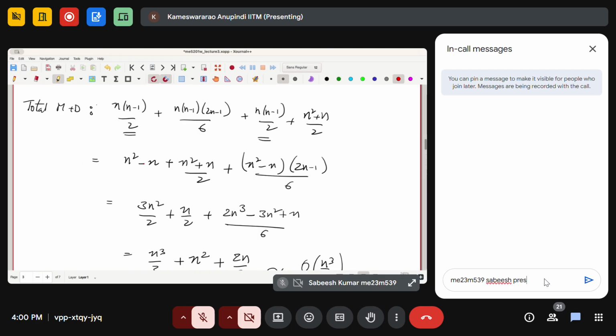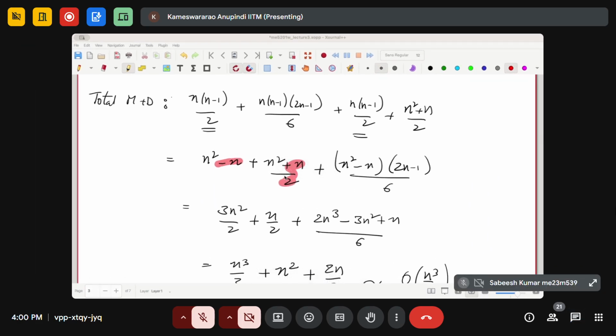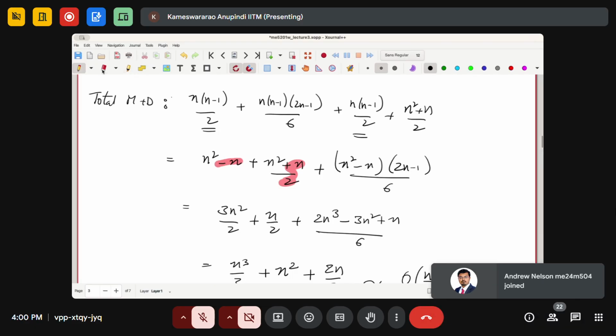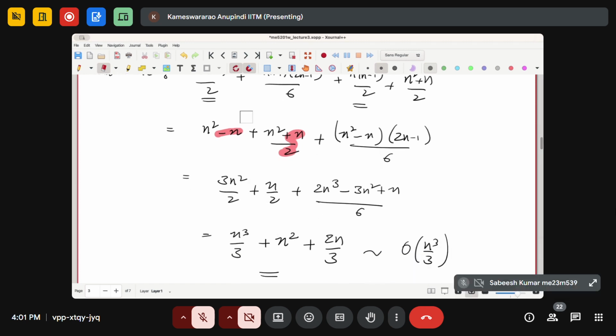So we have a minus n plus n by 2. It should be minus n by 3 if I'm not wrong. Yes, correct. It should actually be, instead of plus n by 2, minus n by 3, right? Because you have minus n by 2 here, so this will become minus n by 2 instead of plus.